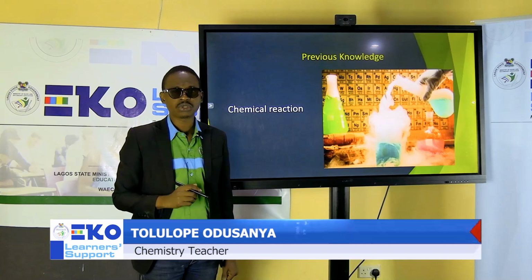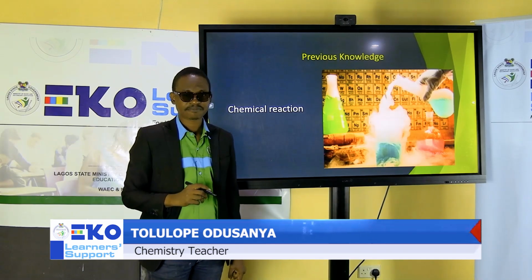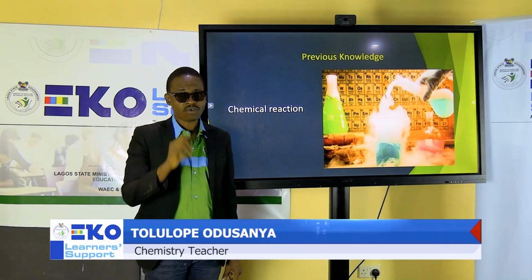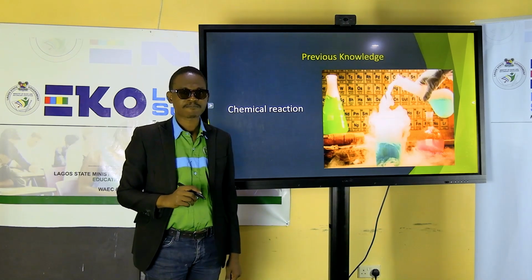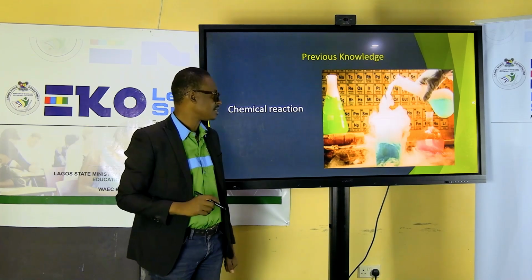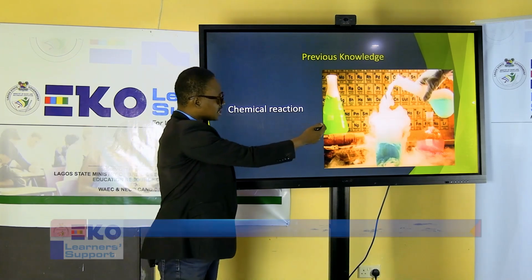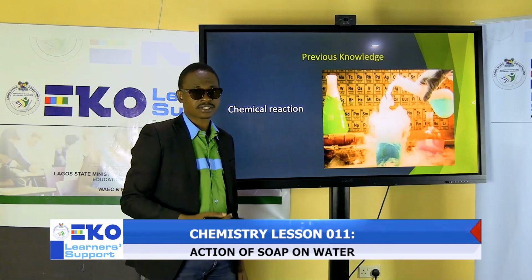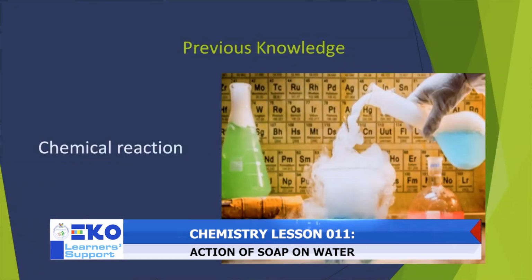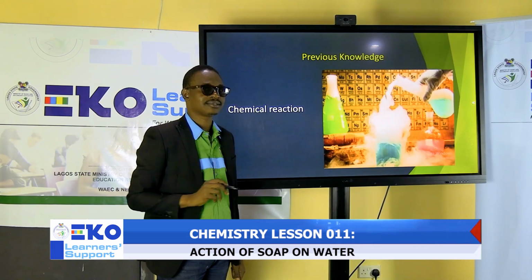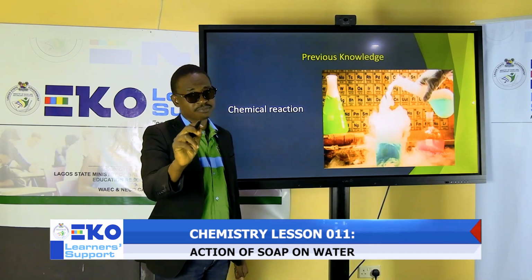I need to let you know that you need a special knowledge to have a better understanding of what we want to talk about. And the knowledge you need is basically on, see what's going on here. Yes, I hope you can see that is a chemical reaction. So what happened? Good. You need to understand that there must be a reactant before you can have a product.